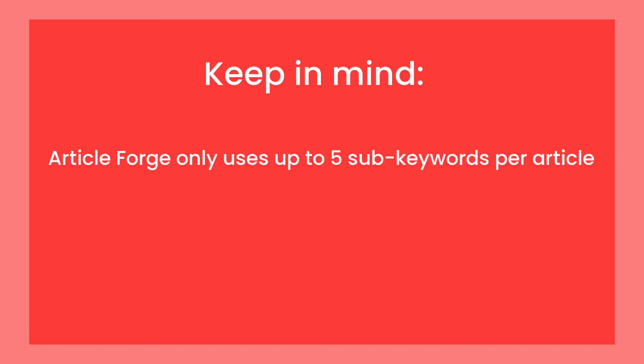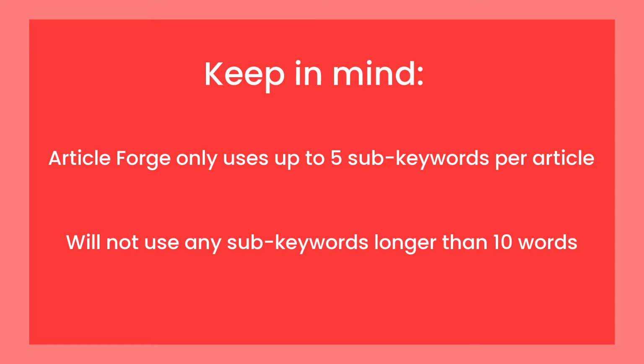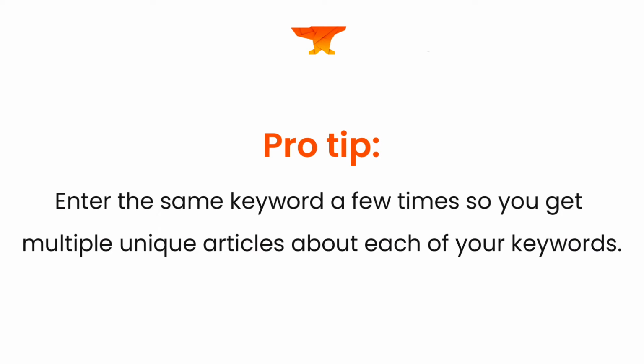Keep in mind that Article Forge only uses up to 5 sub-keywords per article and will not use any sub-keywords longer than 10 words. A great way to expand the depth of your content coverage is to enter the same keyword a few times so that you get multiple unique articles about each of your keywords.